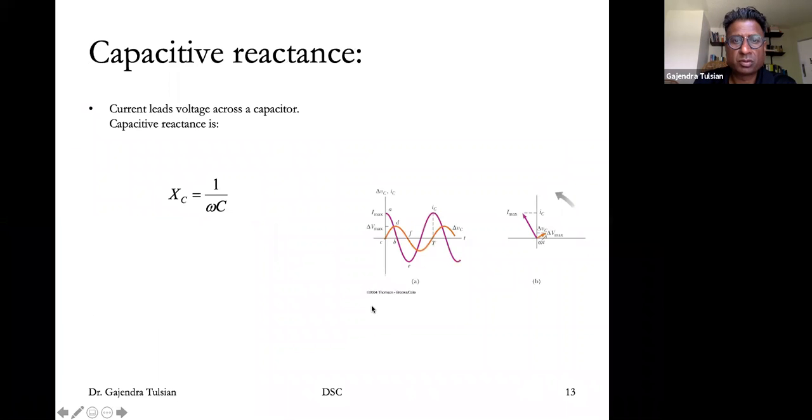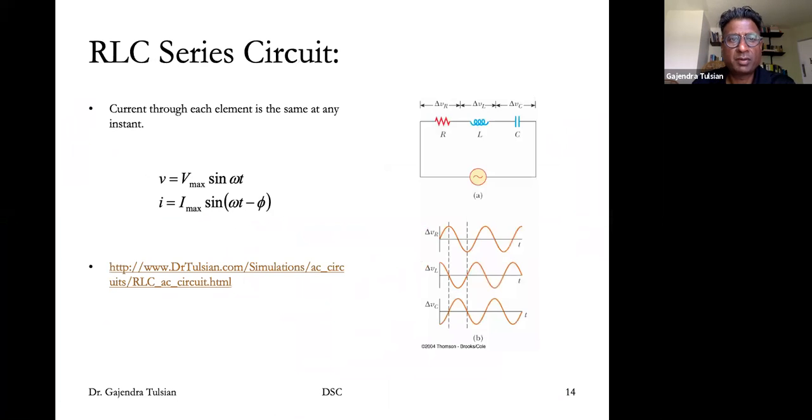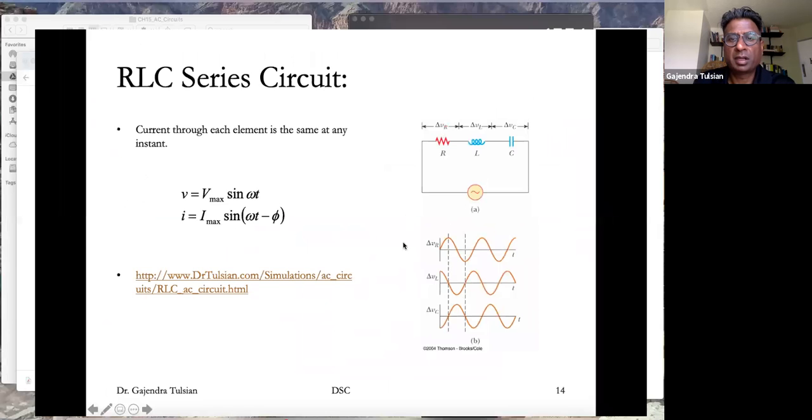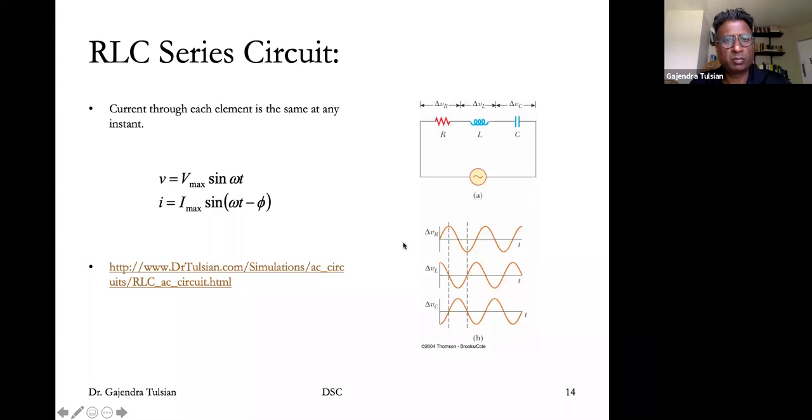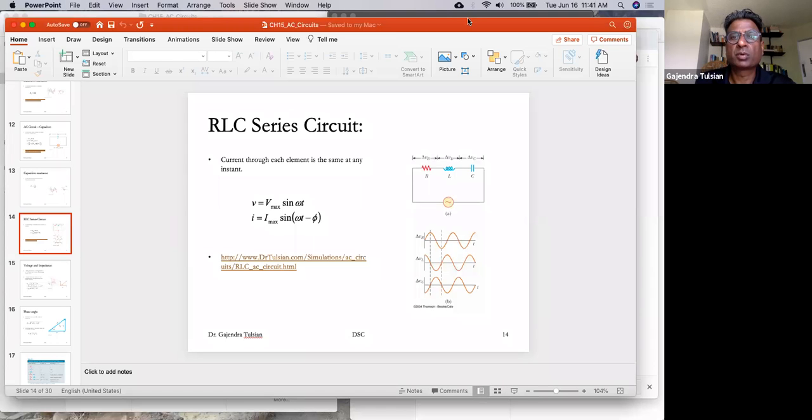All right, so now we have covered all three elements individually. Now this is the most complicated thing we'll do. We'll connect them in series and analyze that circuit. But before I do that, let me pause and I will let you ask questions if you have any.